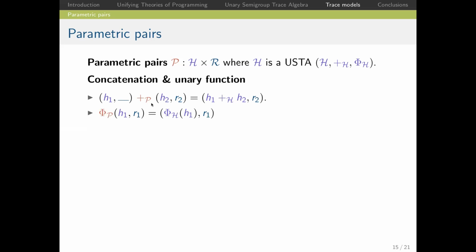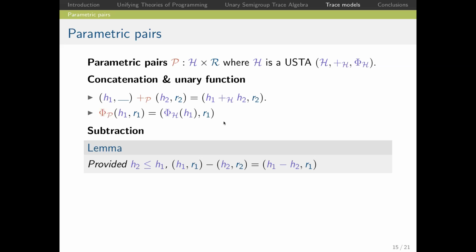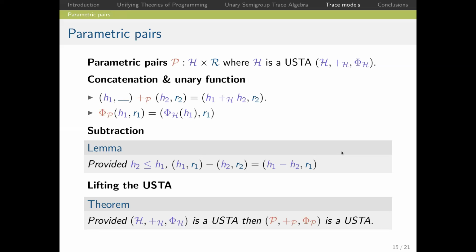We say that the concatenation of these two pairs is going to be the concatenation of the histories, and we take the refusal from the right-hand side pair. We define the unary function so that the phi of P is the same thing as applying phi of H to the history component, leaving the refusal untouched. Then we can derive a subtraction as a lemma rather than as a definition, as I showed earlier. And that's nice, that's comforting. And more importantly, that means with this construction, provided that we have this Euster for the type H, then the parametric type itself is also Euster.